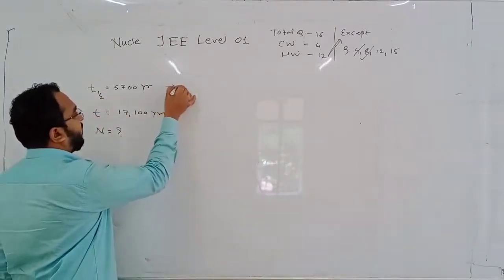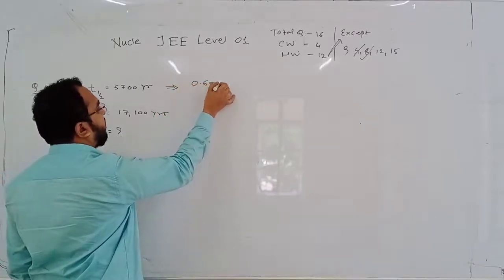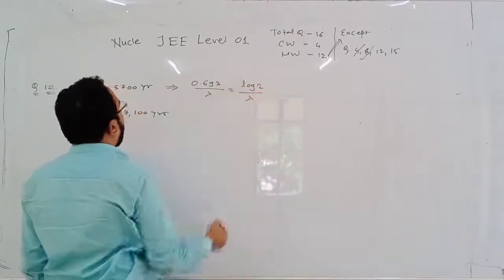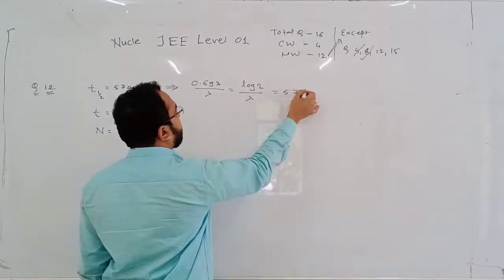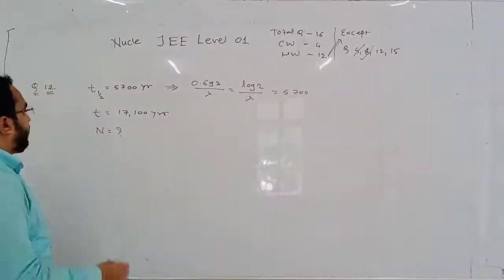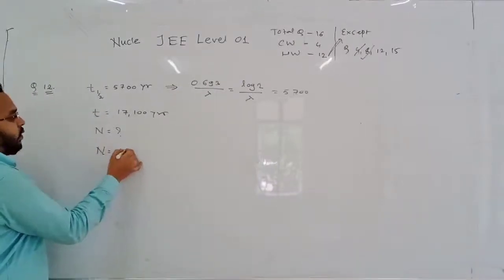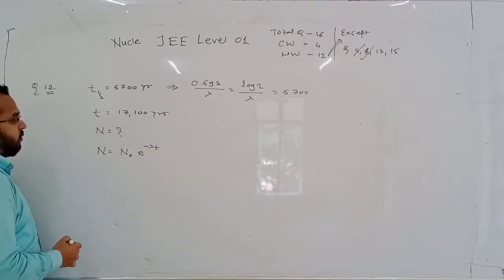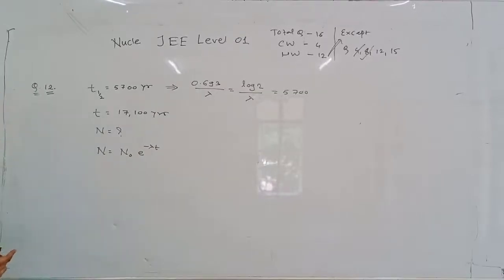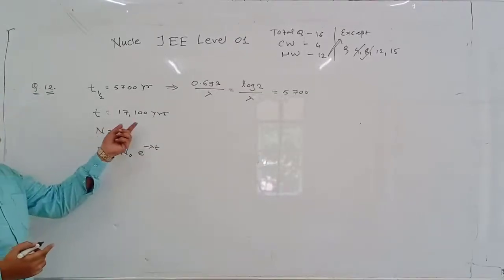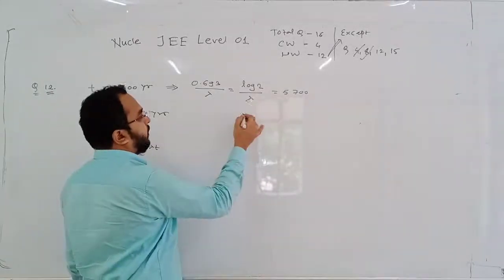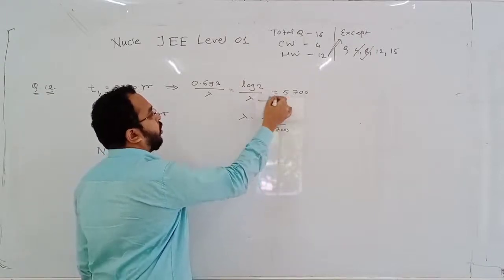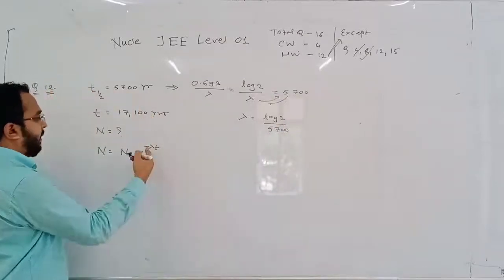What is meant by T half? T half is nothing but 0.693 upon lambda, or we can say it is log 2 upon lambda, and this is given as 5,700. We know the equation: N is equal to N naught e to the power minus lambda t. We need this N after time 17,100. From here, lambda will be equal to log 2 upon 5,700. Substitute the lambda over here.